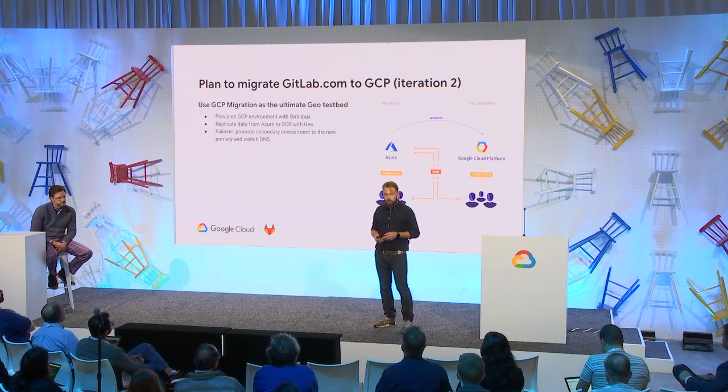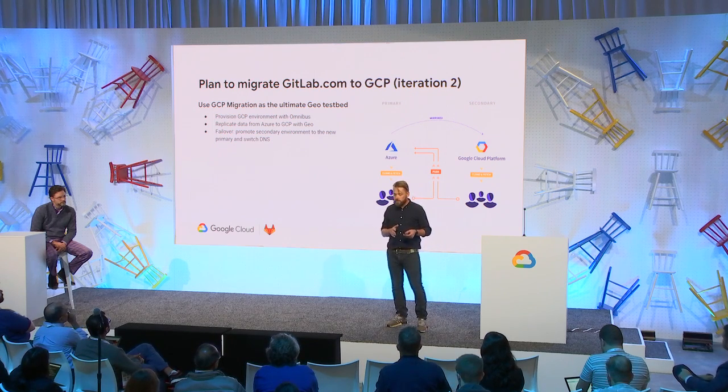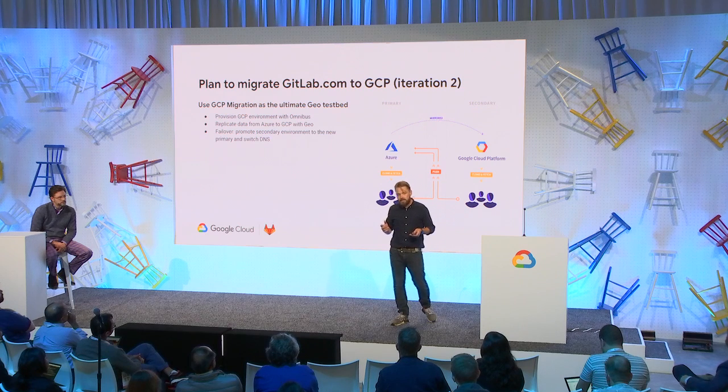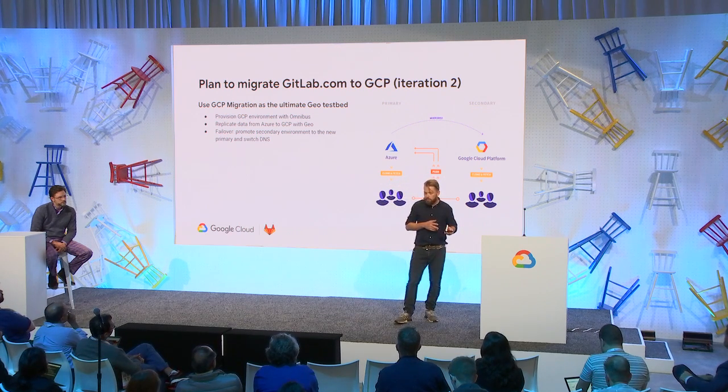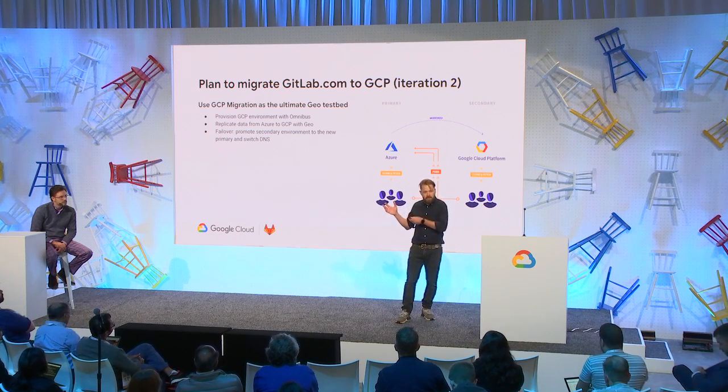So a new plan was formed using Geo for replication, and the secondary environment would be GCP, as I mentioned. And then what we'd do is synchronize all the data, and this could possibly take weeks, or it could take months. It didn't really matter, because the site would be available throughout the synchronization process. And then once all the data had been synchronized to GCP, we could verify it and make sure that it was all 100% correct. And then we could just promote the GCP environment and make it our new primary.